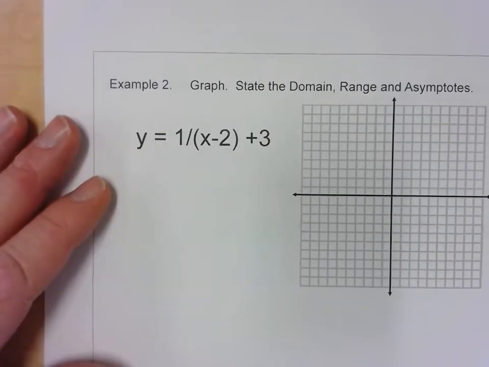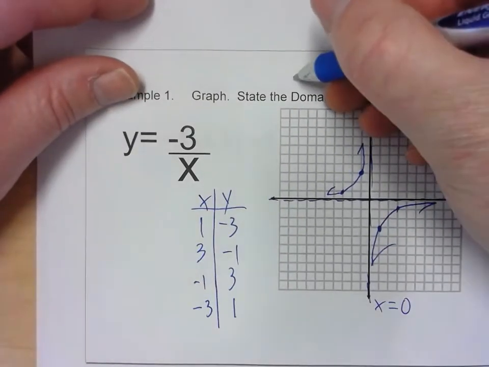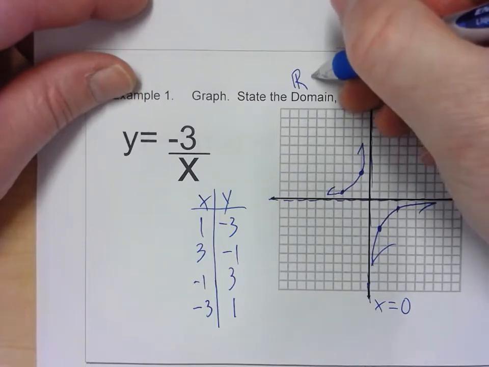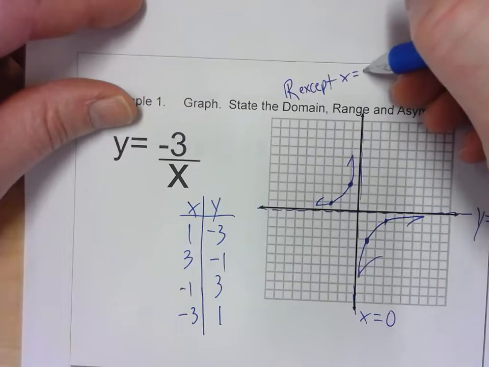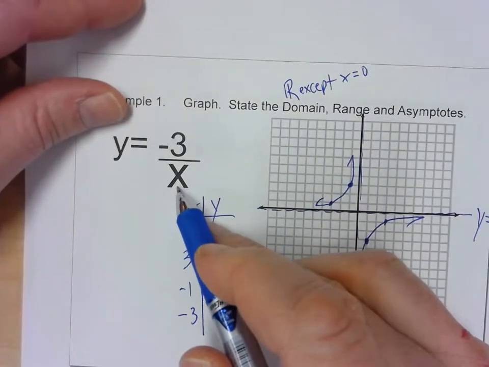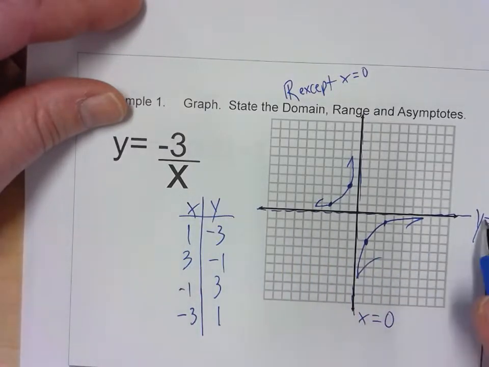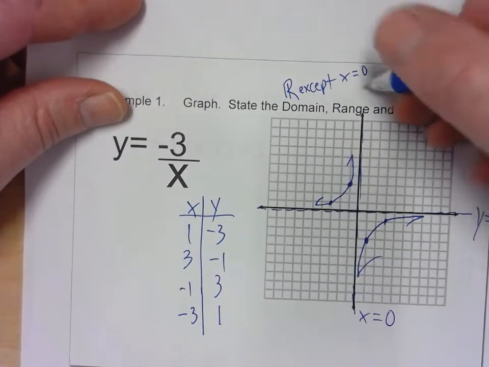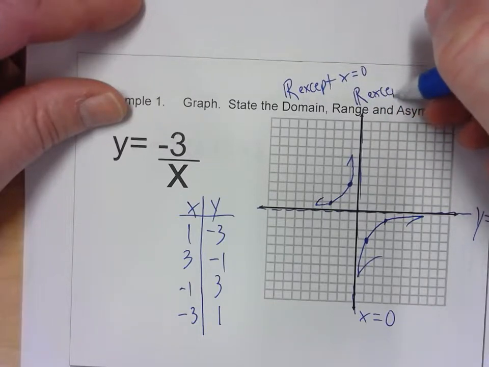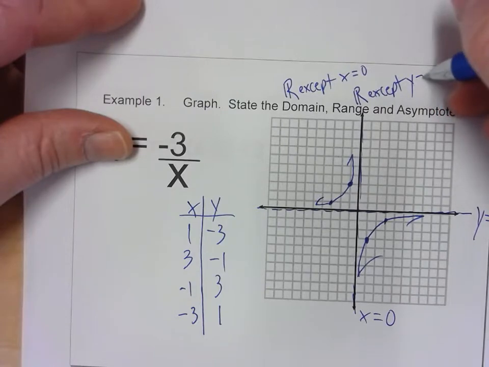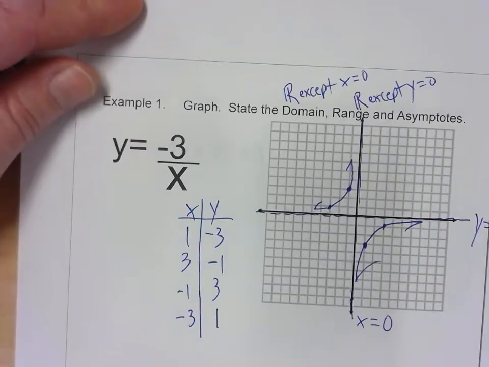Oh, we're supposed to state the domain and the range on this one. So state the domain and range. So the domain is all real numbers except x equals 0. So you can't put 0 there because you'd be dividing by 0. That's a problem. And then no matter what numbers you put in, you never can get y equal to 0. So the range is all real numbers except y equals 0. So the horizontal and vertical asymptotes kind of create the domain and range of the function.